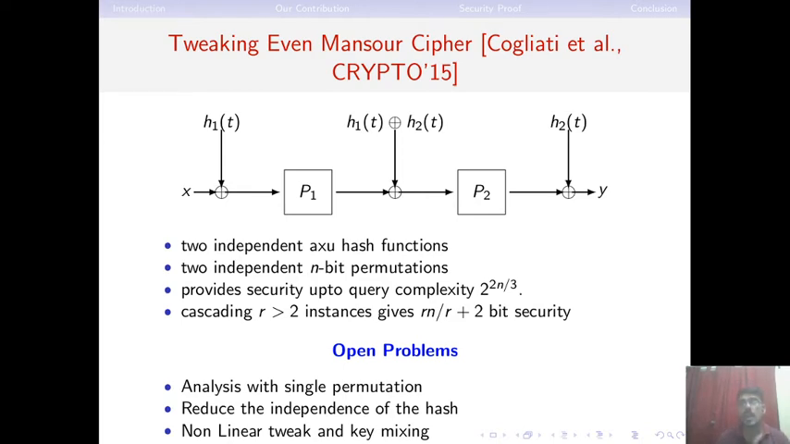Moreover, they have to be almost universal hash functions, and this construction provides security up to query complexity 2^{2n/3}. They have also shown that if you cascade these constructions for r many rounds, where you take independent instances of the permutations and all the hash functions are independent, then that gives you rn/(r+2) bit security. So naturally a couple of open problems come up: can we analyze these constructions with a single permutation, can we reduce the independence of the hash functions, and can we avoid the nonlinear tweak and key mixing?